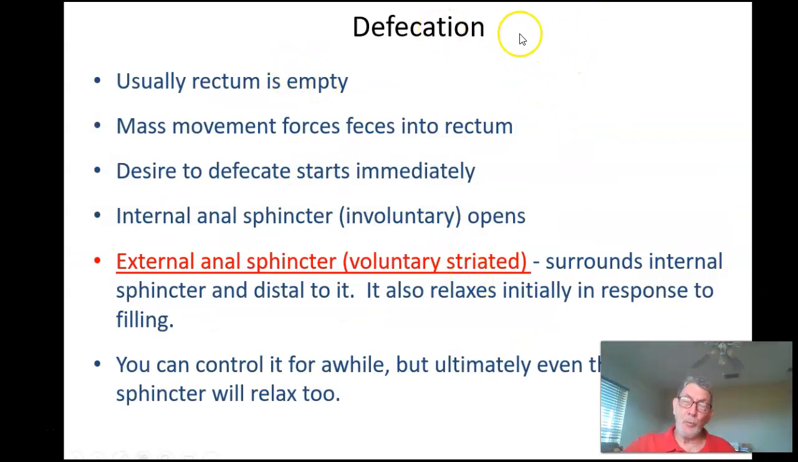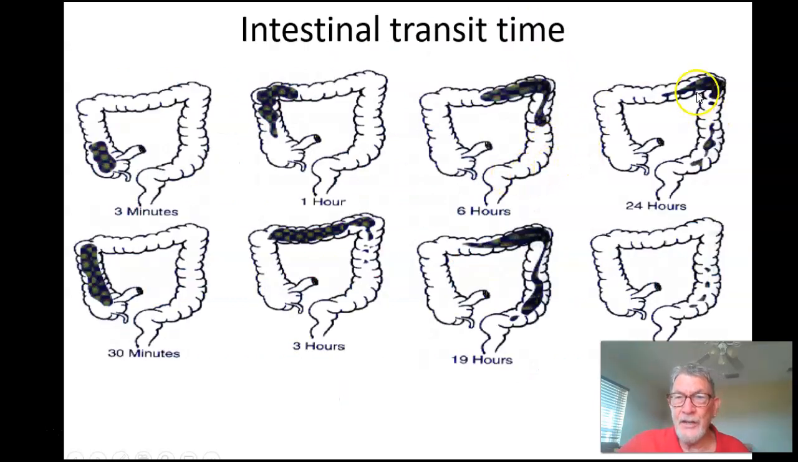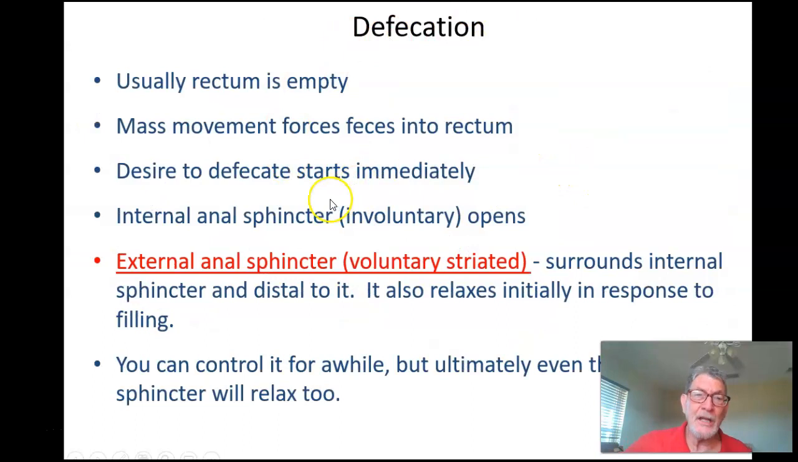Defecation is a reflex. Usually the mass movement doesn't have any feces in the rectum. The rectum is that last vertical part before the anus. Once the descending colon does a mass movement and pushes feces into the rectum, it initiates the defecation reflex. And the desire to defecate immediately is apparent to you.